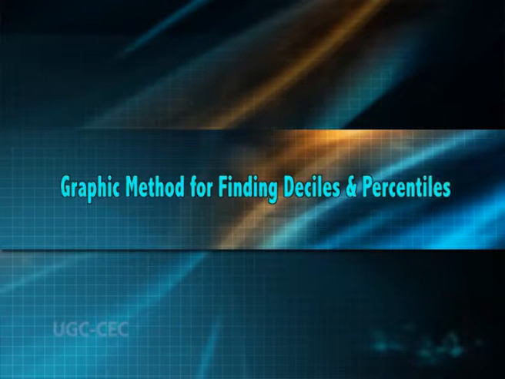Graphic method for finding deciles and percentiles. From the less than ogive, identify the values of i into capital N by 10 on the y axis and draw a perpendicular from there to meet the curve. Note the x coordinate of this meeting point. This is the ith decile.